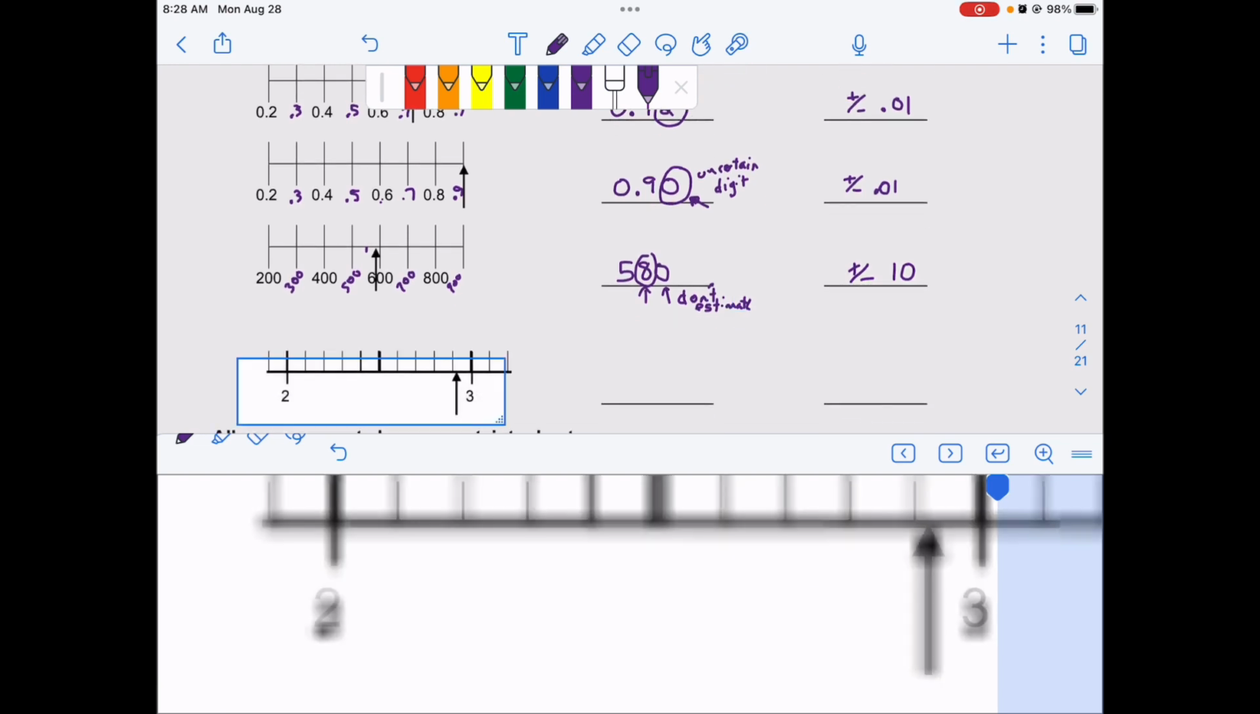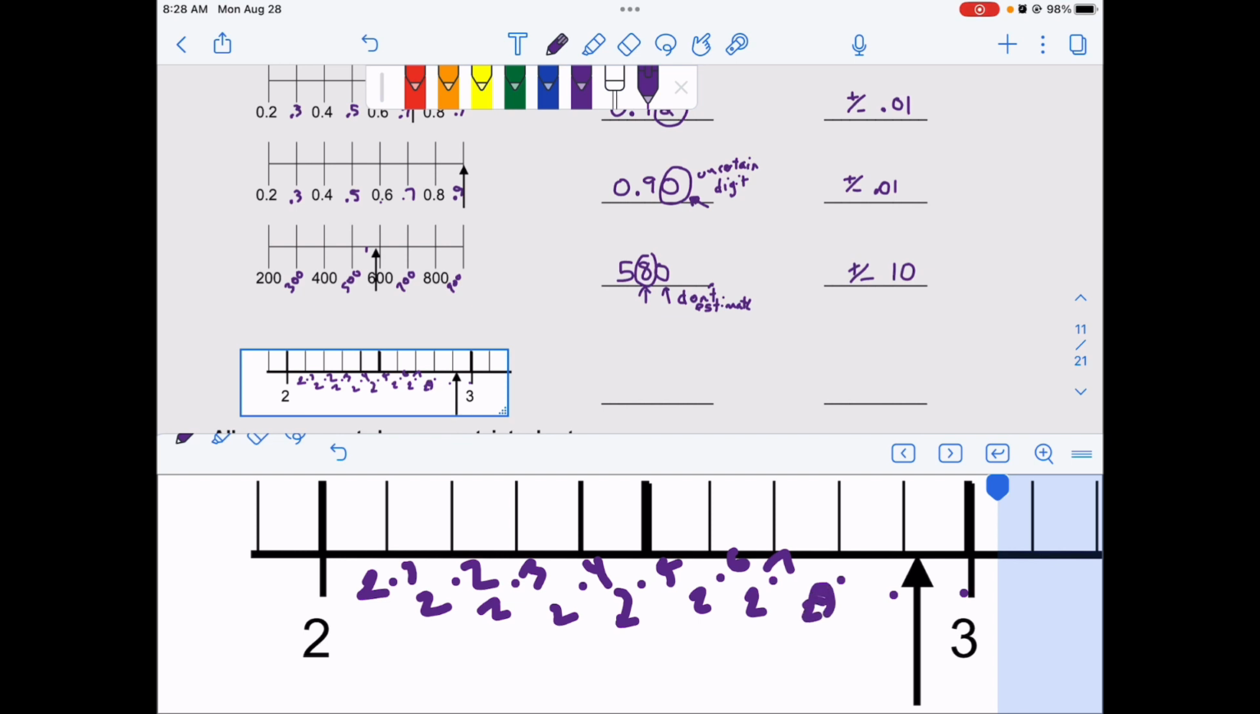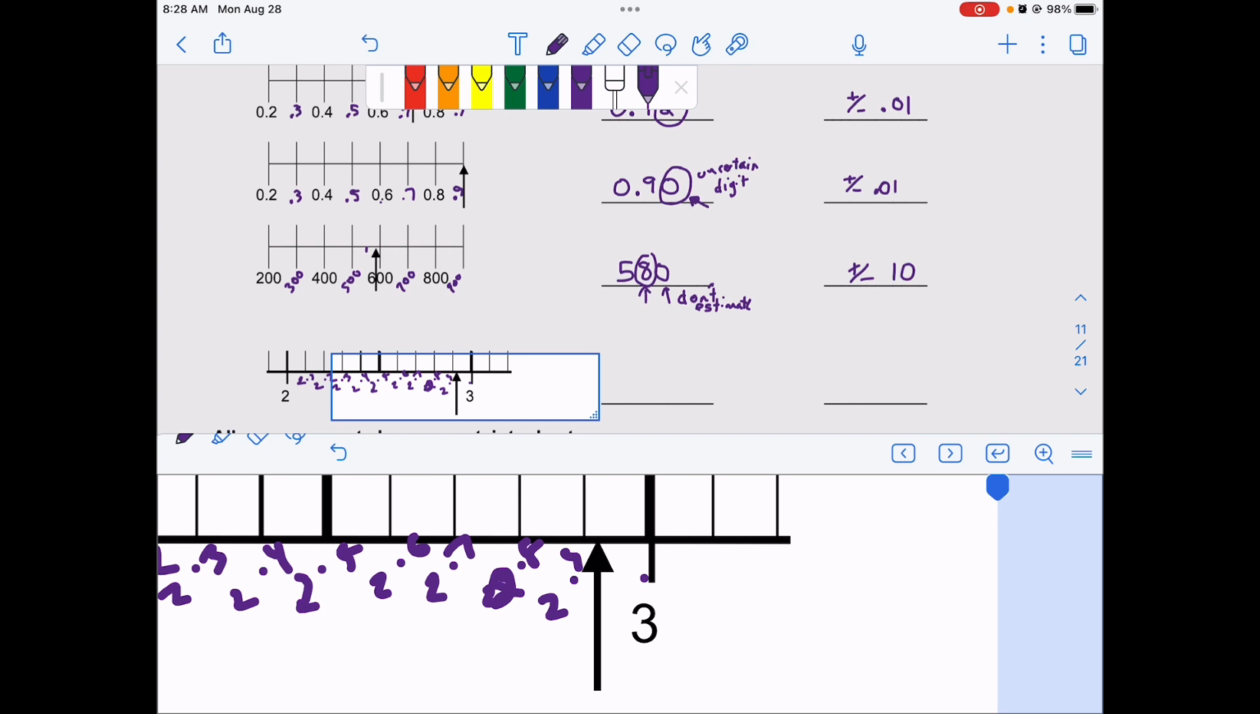Now here is a fun one. So I've got 2 and I've got 3 right there. And if I count my marks, 1, 2, 3, 4, 5, 6, 7, 8, 9, there's 10 there. So this will be 2.1, 2.2, 2.3, 2.4. We're going up by 0.1s here, 2.5, 2.6, 2.7, 2.8, 2.9. So right here where my mark is between 2.9 and 3, I'm going to write 2.9.